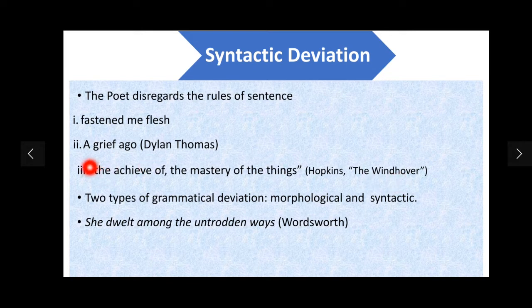The second one is "a grief ago." So we can't find such kind of sentences in our everyday life situation. Or the third one is "the achieve of." So we don't find such kind of phrases, "the achieve of," or "the mystery of the things," right? So two types of grammatical deviation, morphological and syntactic. We can find here that "she dwelt among the untrodden ways."